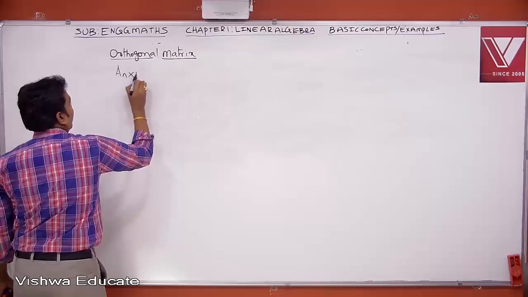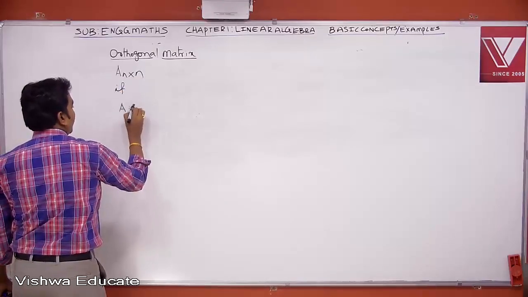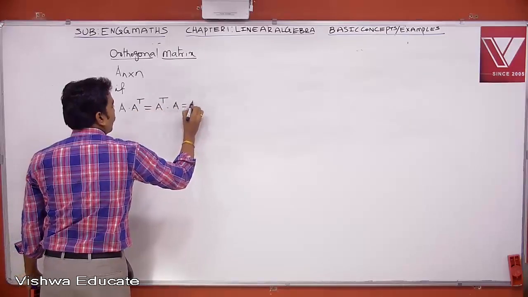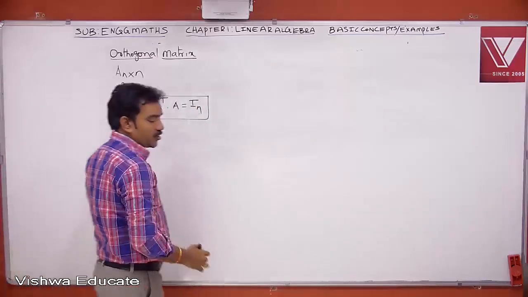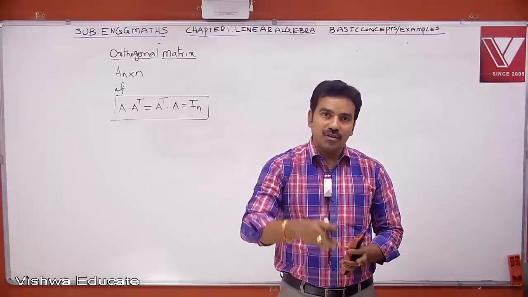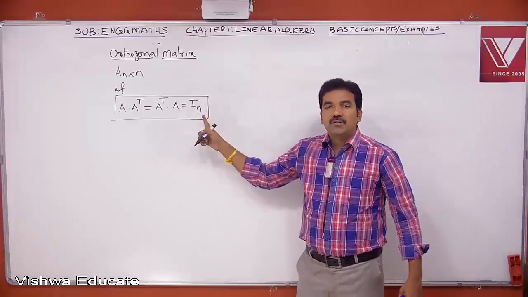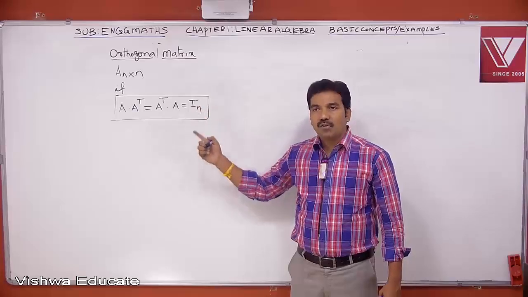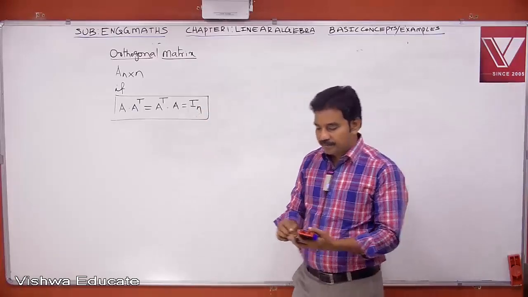Suppose A is an n cross n matrix. We say that this is orthogonal if it satisfies the property A into A transpose equal to A transpose into A equal to I_n. Just multiply the original matrix with its transpose. Multiply a square matrix with its transpose, even in the reverse direction also. So both products must be equal to the identity matrix. So whenever A into A transpose equal to A transpose into A equal to I_n, then this is called an orthogonal matrix.